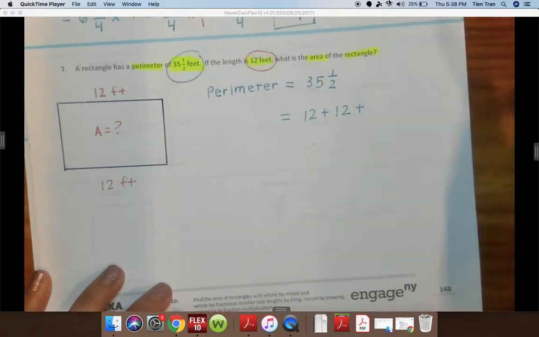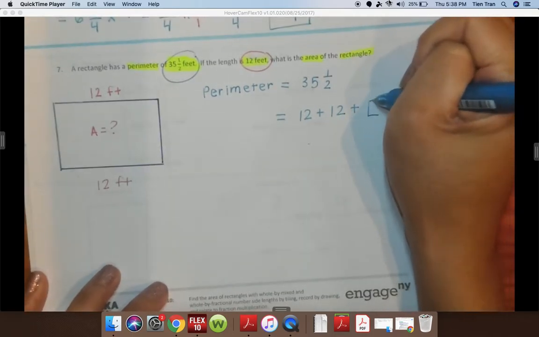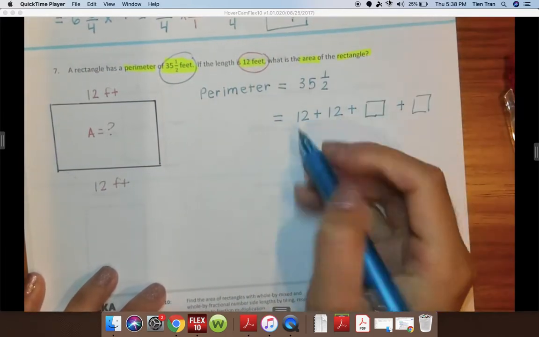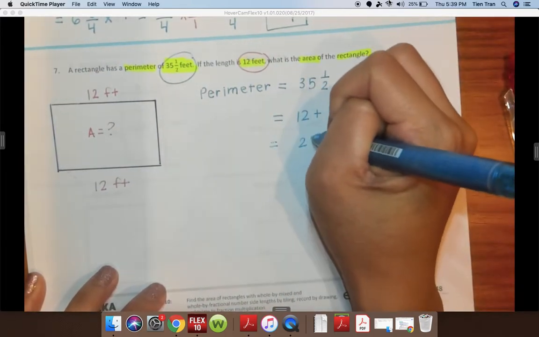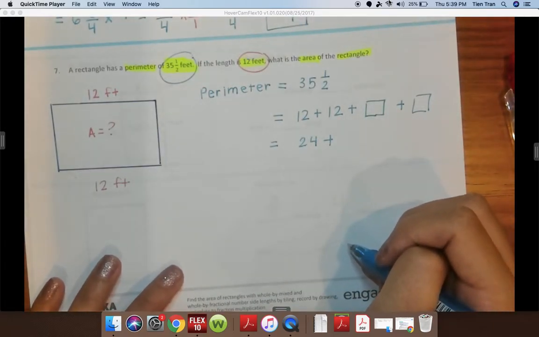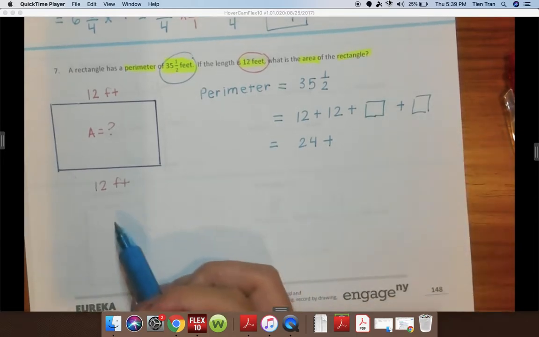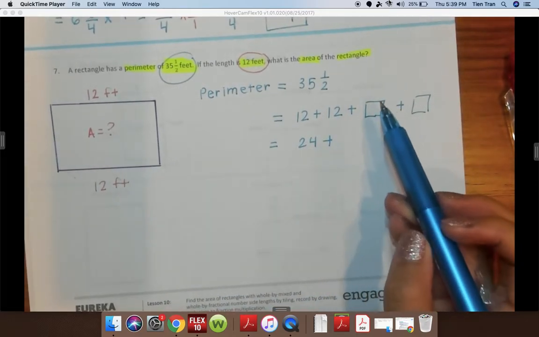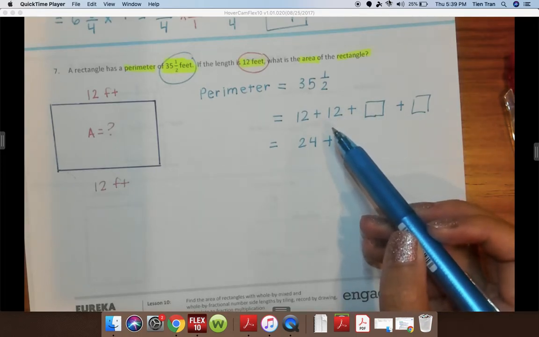And I need two other numbers that are the same for my sides over here. So I know that 12 plus 12 is equal to 24. And 24 plus a number is equal to my perimeter. Okay? So 24 plus a number is equal to my perimeter.